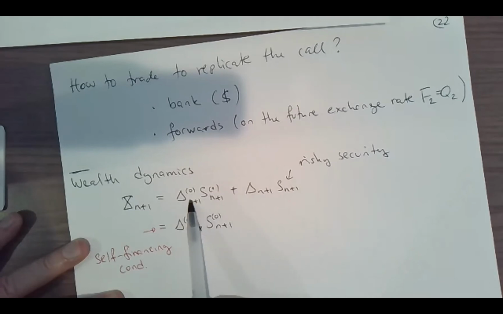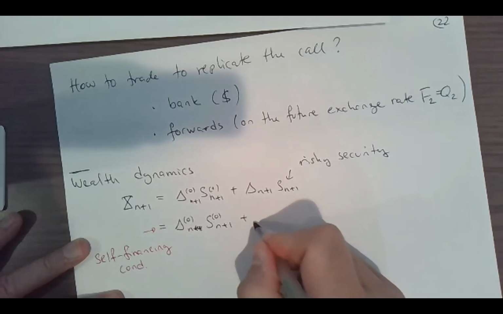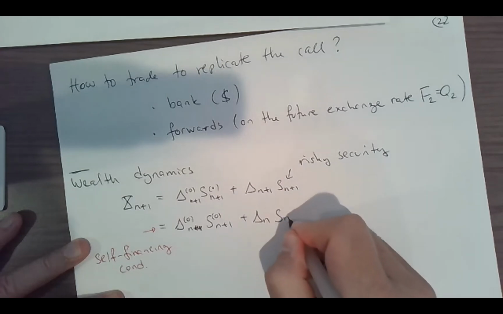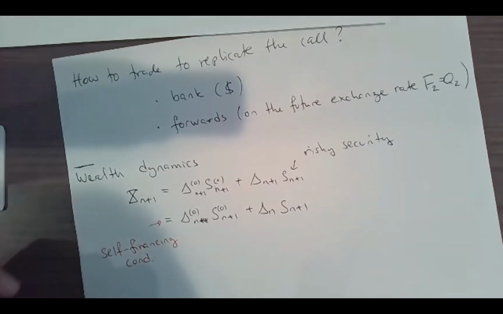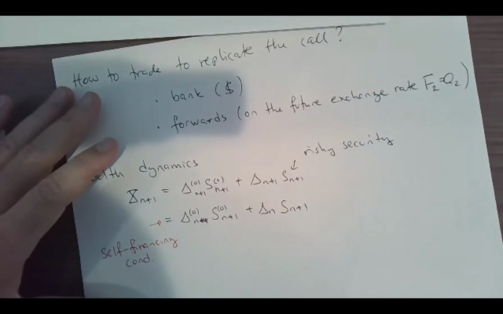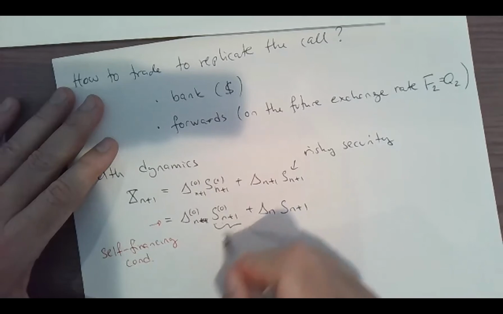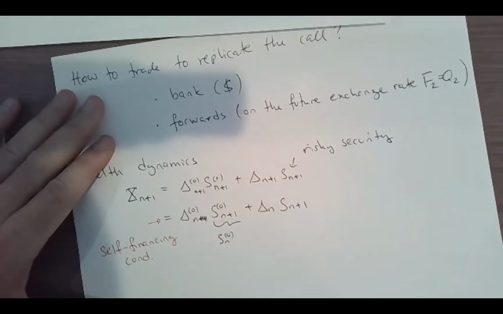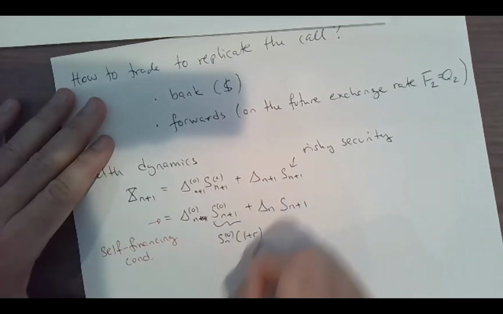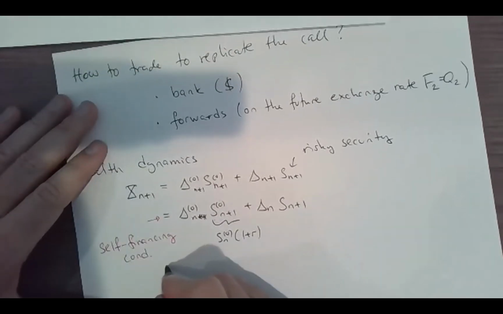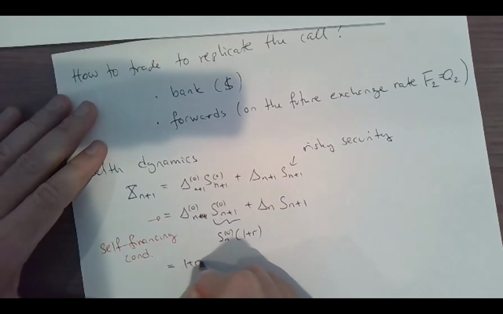The value of my portfolio before a change is the same as the value after a change. So whether I write n plus 1 here on the holdings or I write n, I get the same value. So I have this. And then I can use that this quantity here is equal to, this is the domestic bank, so this is 1 plus r.